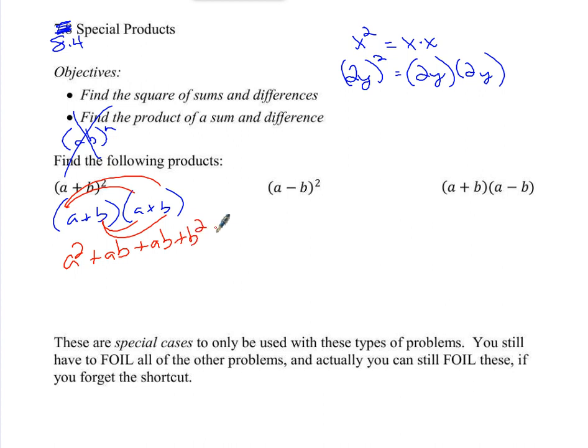Now, after we FOIL, what do we have to do? Combine like terms. Are there any like terms to combine here? Yeah, which ones? The ab. I got an ab sitting here. How many abs are sitting right here? One. And then I got another ab. How many abs are sitting there? One. So how many abs do I have? Two of them. So when I combine like terms, I have a squared plus 2ab plus b squared. Do I have any other like terms? Nope, that's it. So that is the answer.